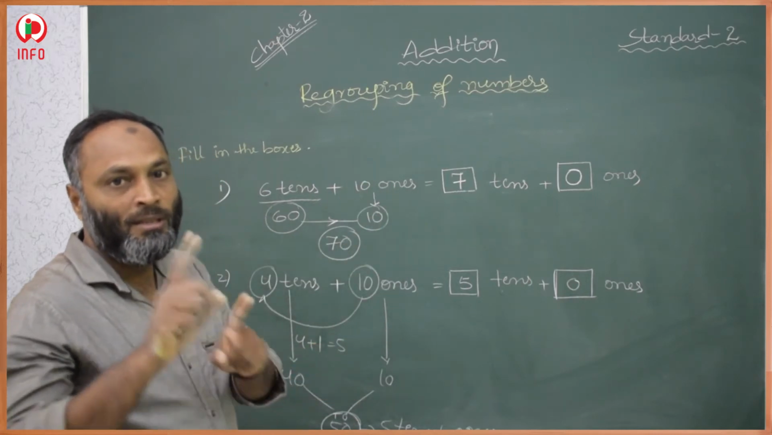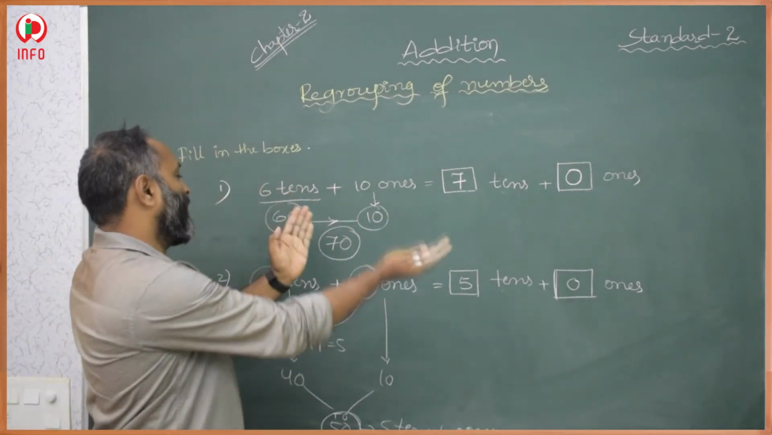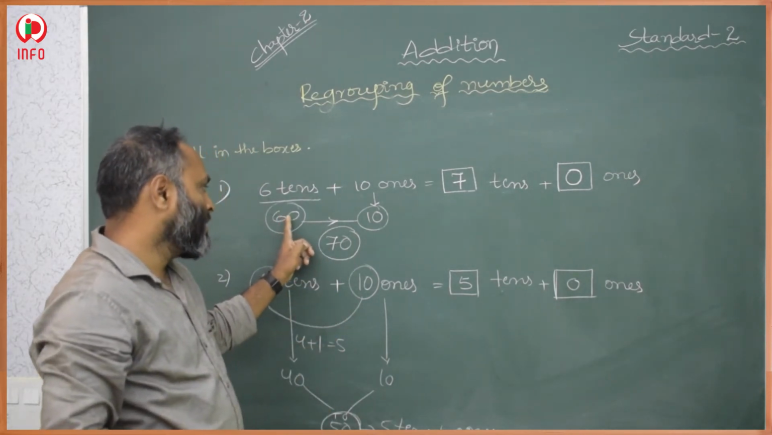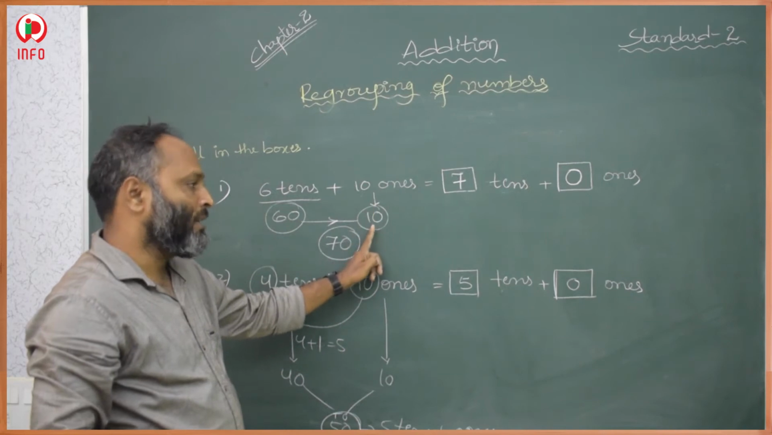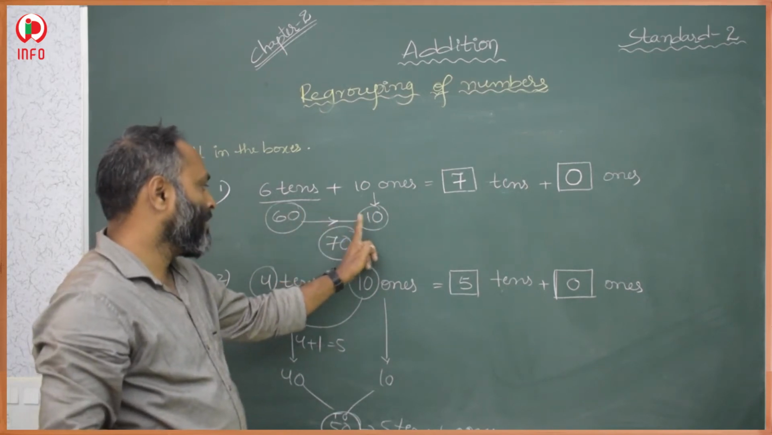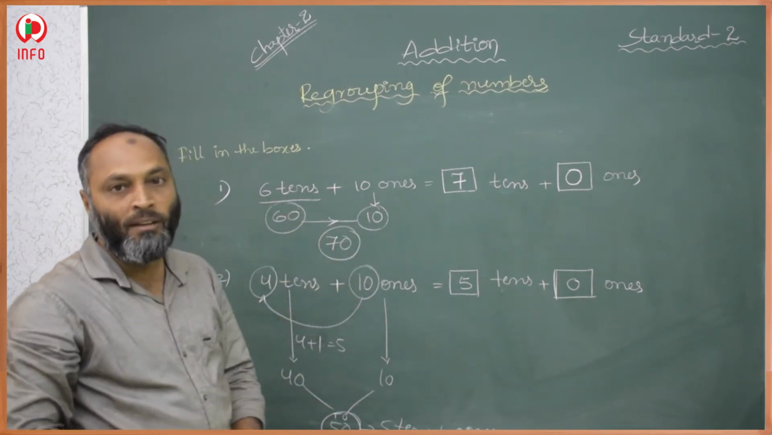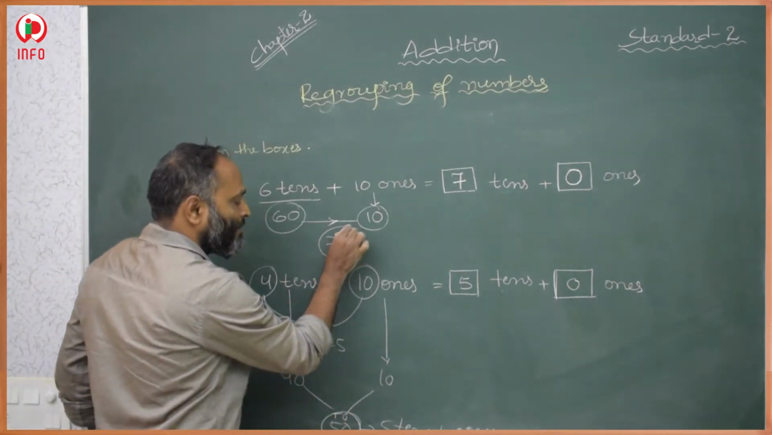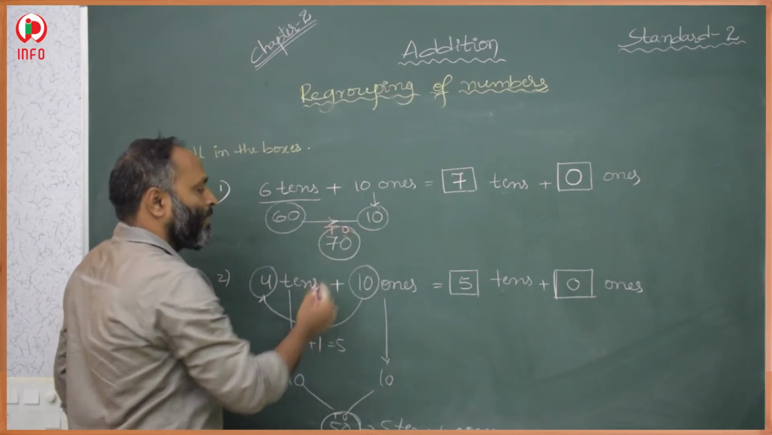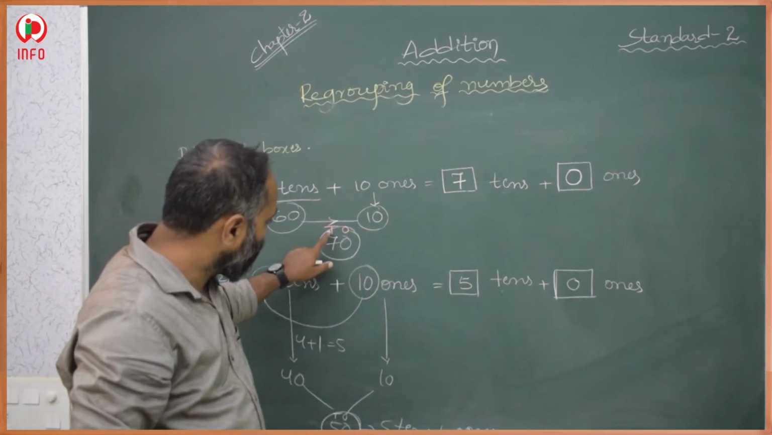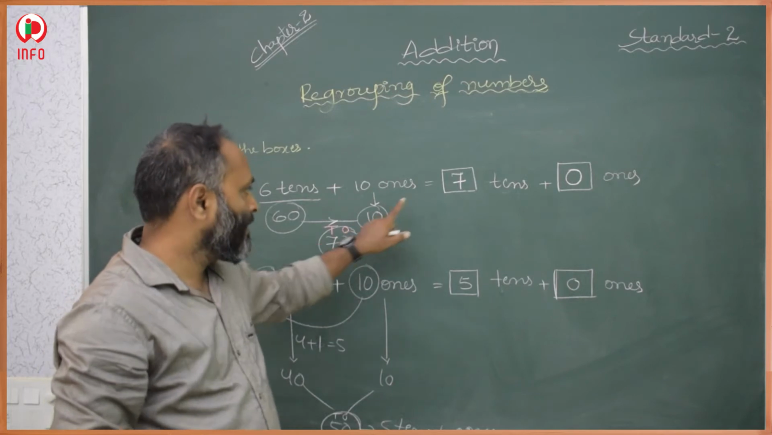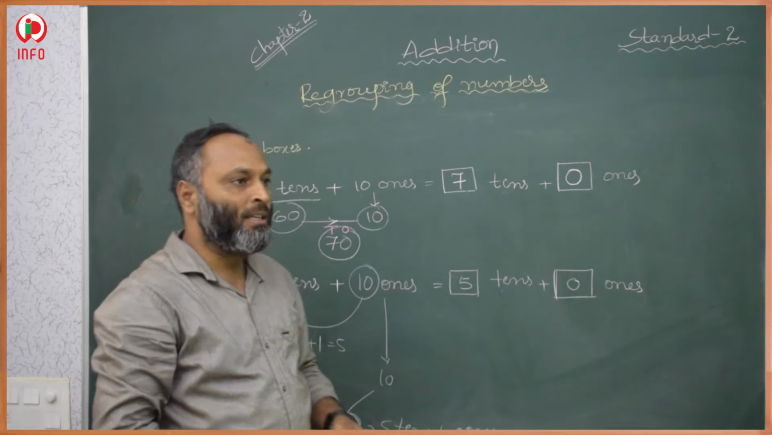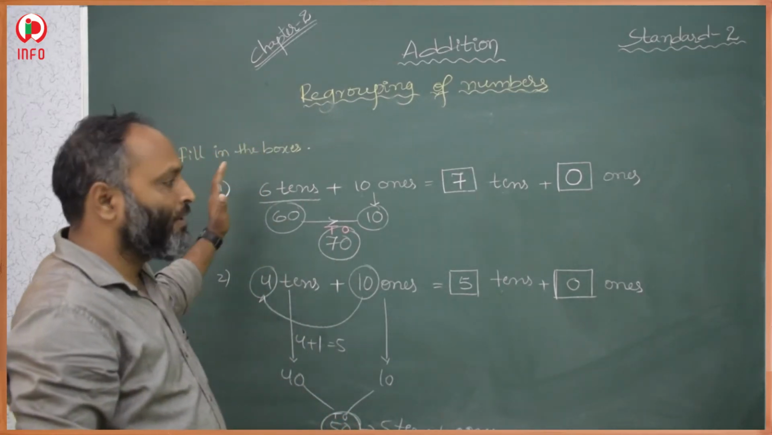10 ones becomes 10. That we have to add to the 6 tens, which is 60. So 60 plus 10 is 70. What does 70 mean? Here this is the ones place, this is the tens place. 7 tens, 0 ones. This is your answer. So this is the way to solve.